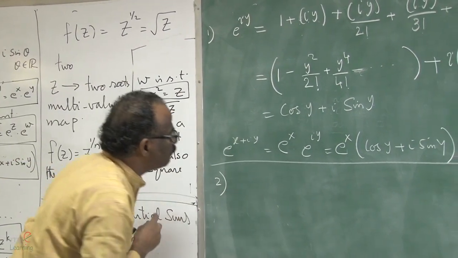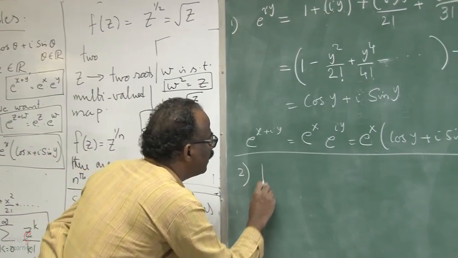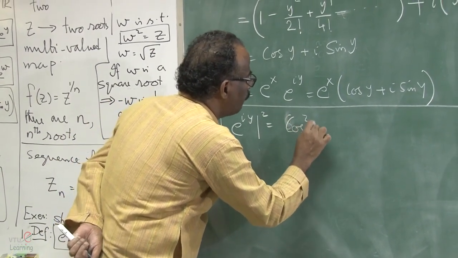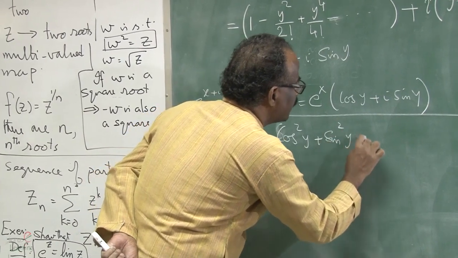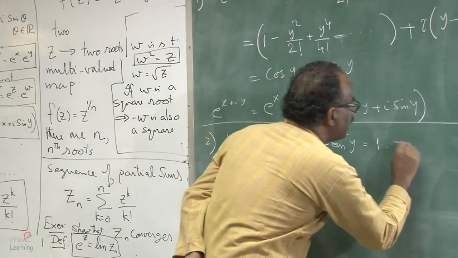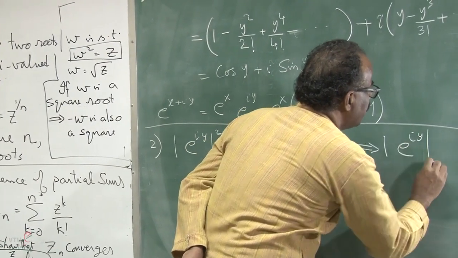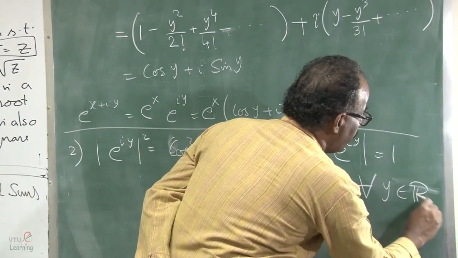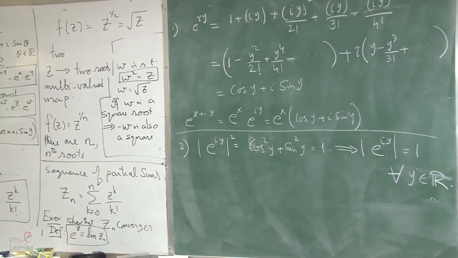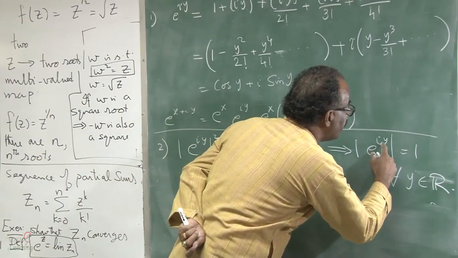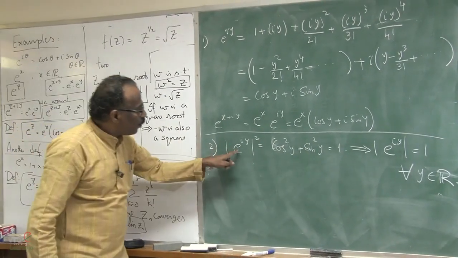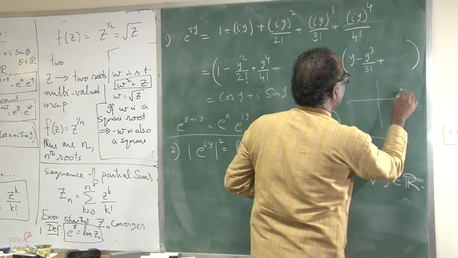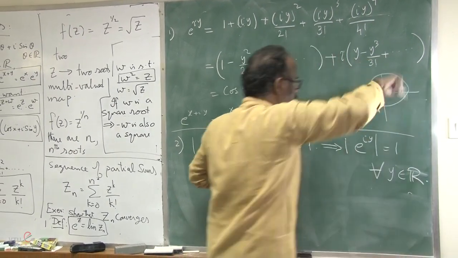So what is modulus of e power iy? This I already told you. Modulus of e power iy squared is equal to cos square y plus sin square y. That's equal to 1. Therefore, modulus of e power iy is equal to 1 for all y. Careful, y real. I have not defined e power iz yet. But modulus of e power iy is equal to 1, so this always lies on the unit circle. e power iy will always lie on the unit circle.